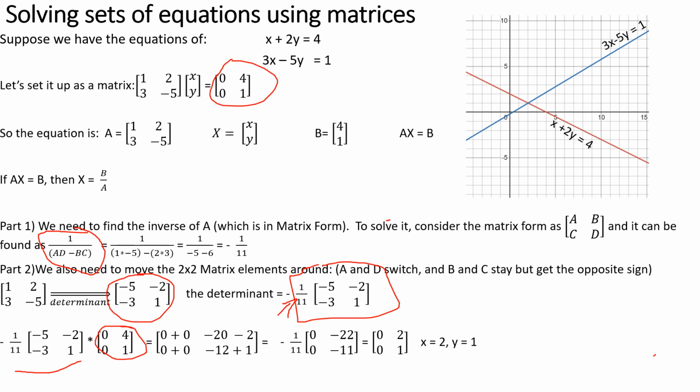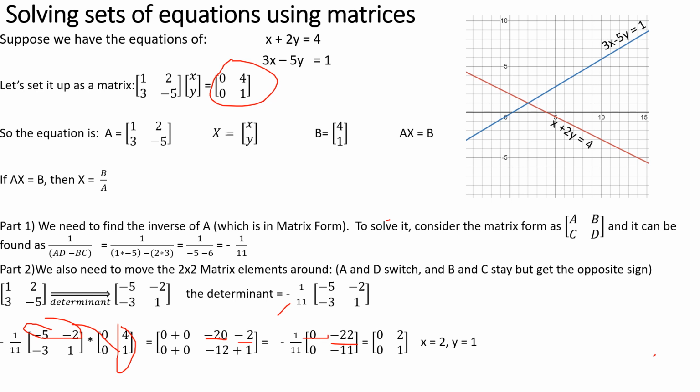So let's multiply this all together. Negative 5 times 0 is 0. Negative 2 times 0 is 0. There's the first one. Now let's do the first row, second column. Negative 5 times 4 is negative 20. Negative 2 times 1 is negative 2. That's negative 22 right there. So we got 0 and negative 22.